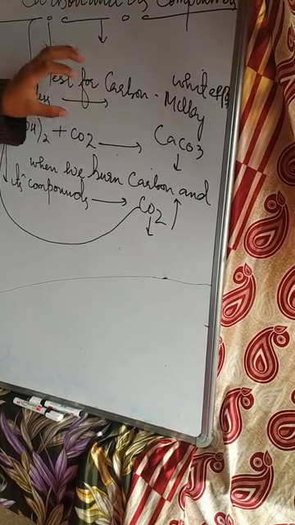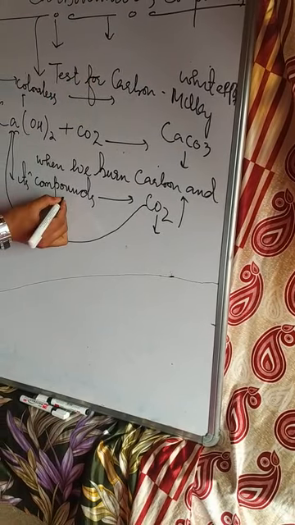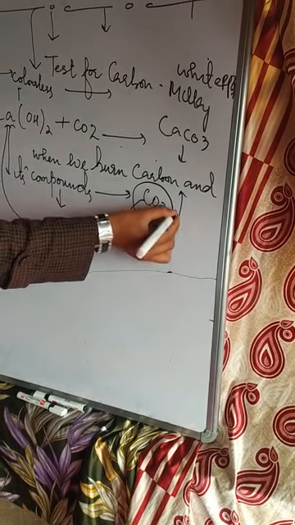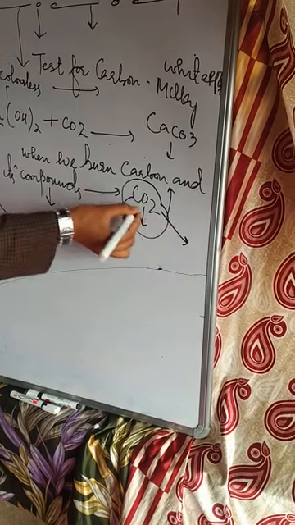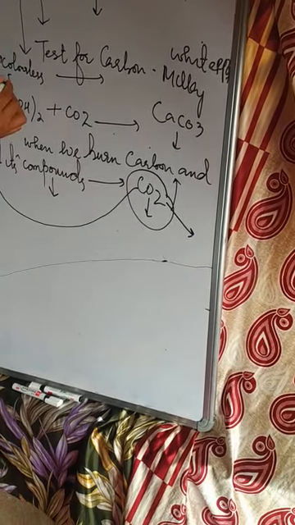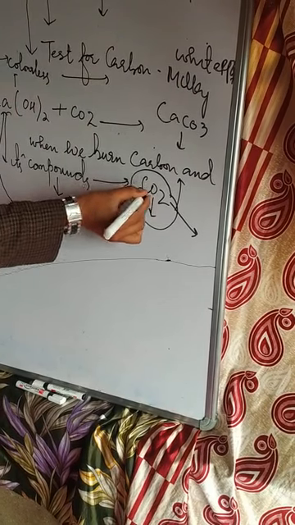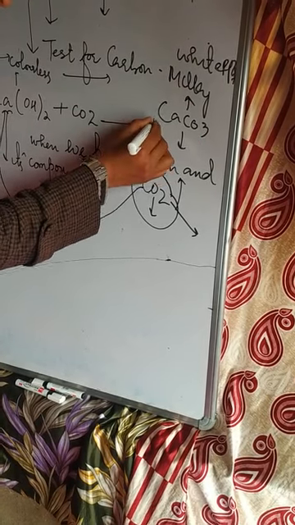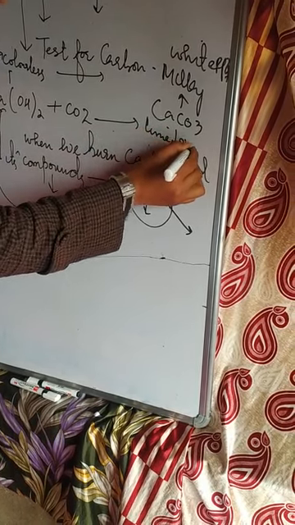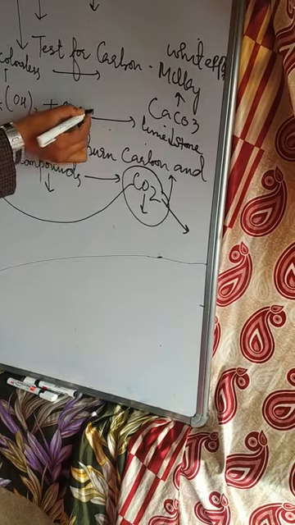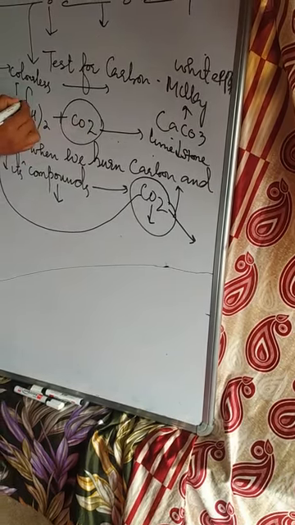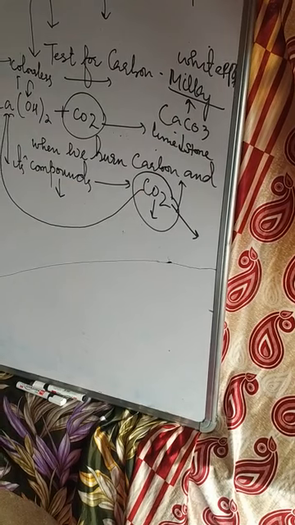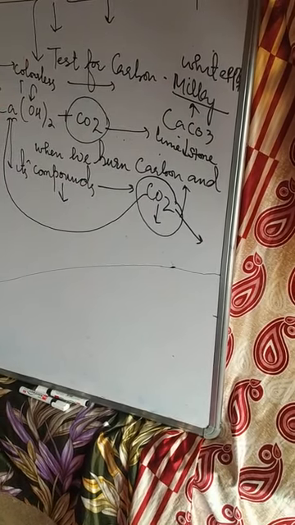Whenever you have to carry out the test for carbon, you have to burn the carbon compound. The moment you burn the carbon compounds, there will be the production of carbon dioxide gas. Then you have to pass the carbon dioxide gas through Slaked lime. The moment you pass this carbon dioxide gas through Slaked lime, there will always be the production of calcium carbonate, that's limestone, and this carbon dioxide will turn this calcium hydroxide milky, and we will come to know that a particular substance contains carbon. And this was the test for carbon.